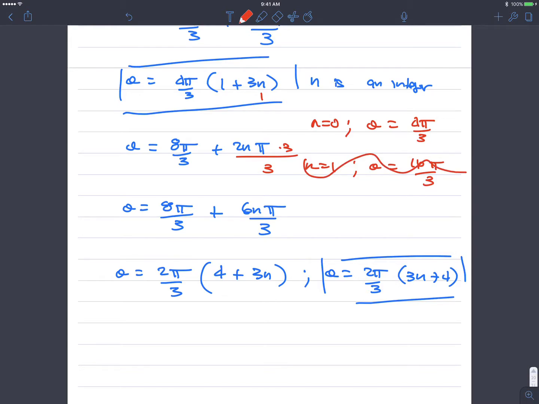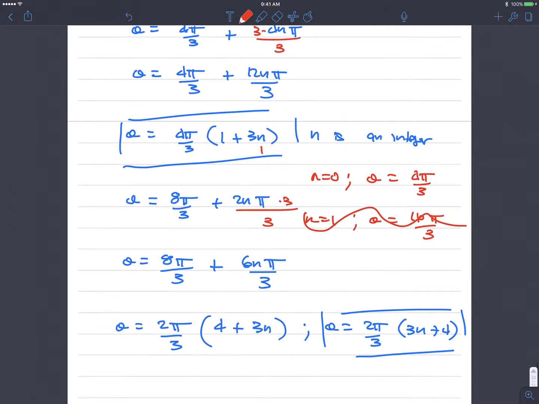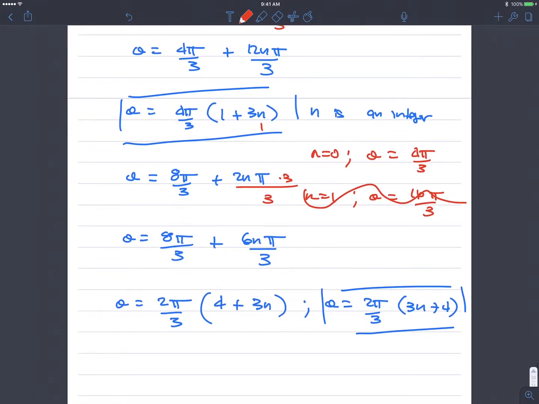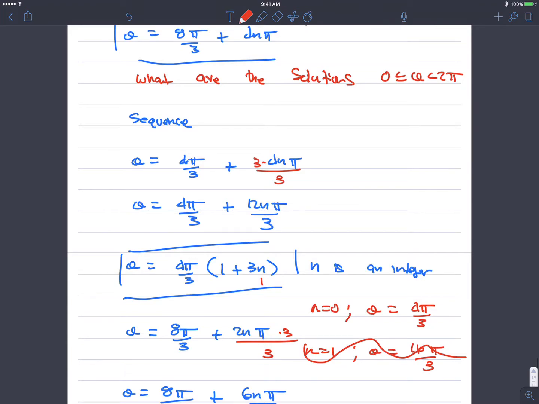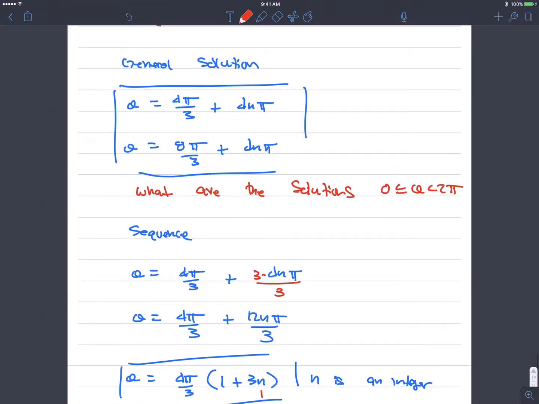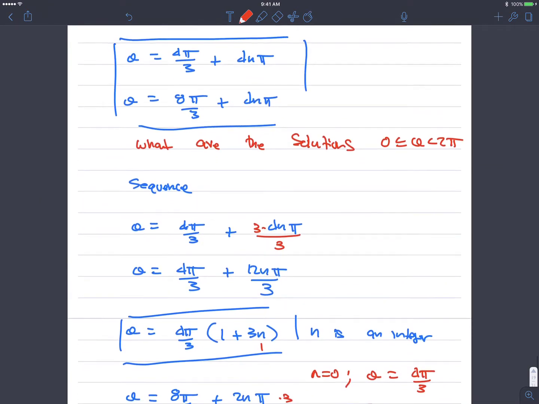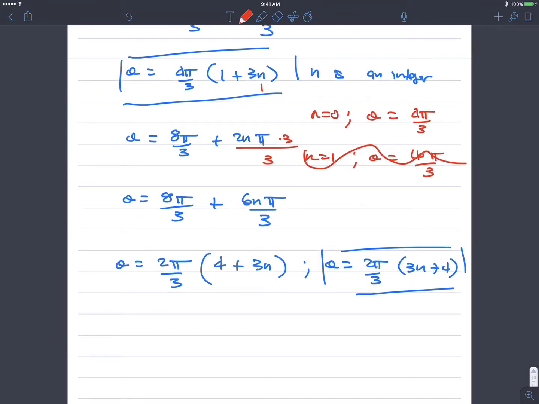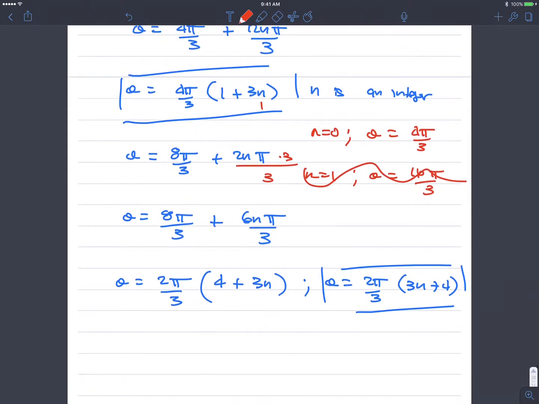Question. For theta, wasn't it supposed to be 8 pi over 3 plus 4n pi instead of 2n pi? Oh, yes. Thank you so much. You just saved us some heartache. Where are we at?